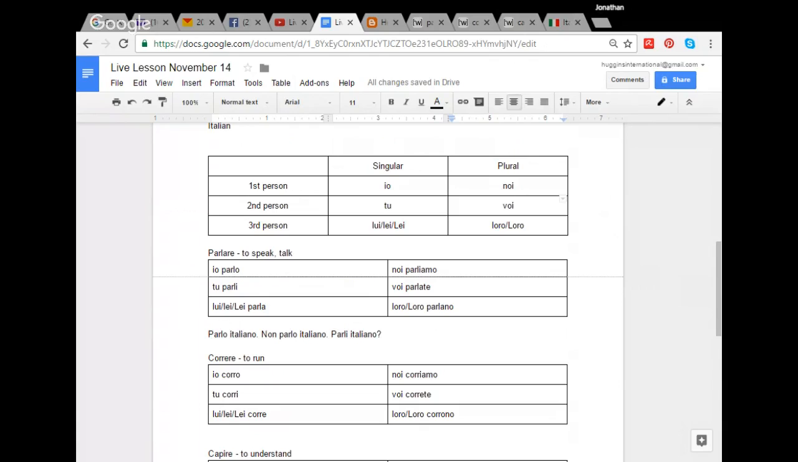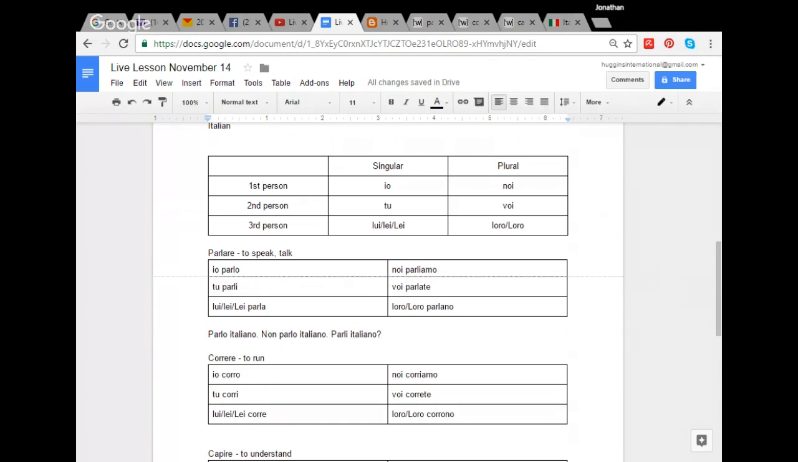In terms of the syntax, making the negative and making a question: we add non for the negative. So parlo italiano, I speak Italian, or non parlo italiano. This non goes in front of the verb. And if I want to make a question, parli italiano, I just have to raise my voice and add this question mark, as you can see here.